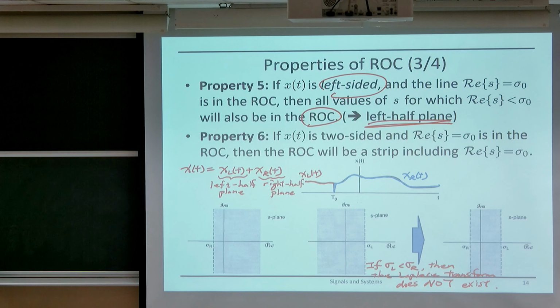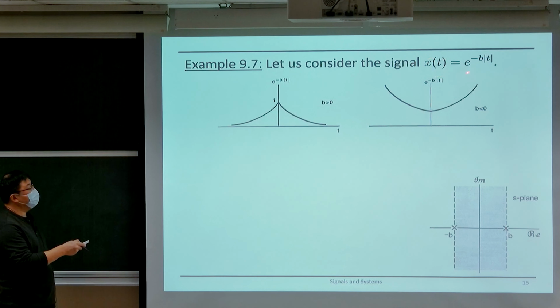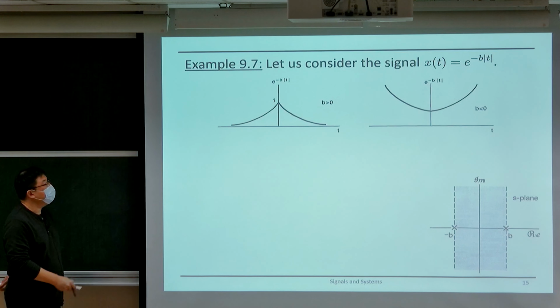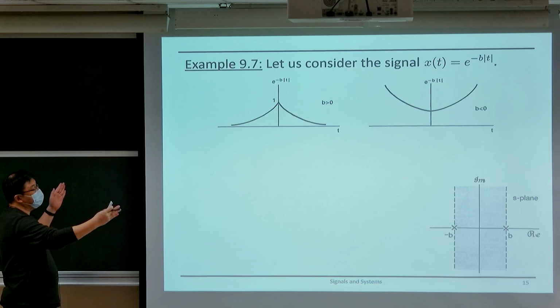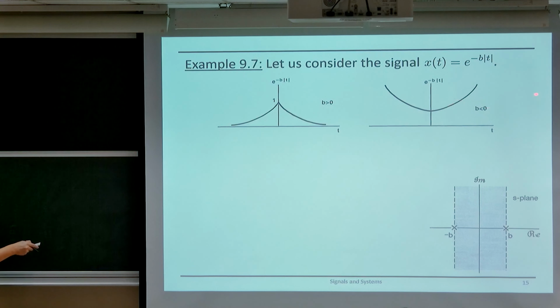Now, let's look at one example for this. Okay. So suppose that we have a signal x of t that is equal to e to the minus b times the absolute value of t. Okay. So this is a two-sided signal. If b is greater than 0, then it decays on both sides. If b is less than 0, then it actually increases on both sides, right? So this is b greater than 0. This is b less than 0.